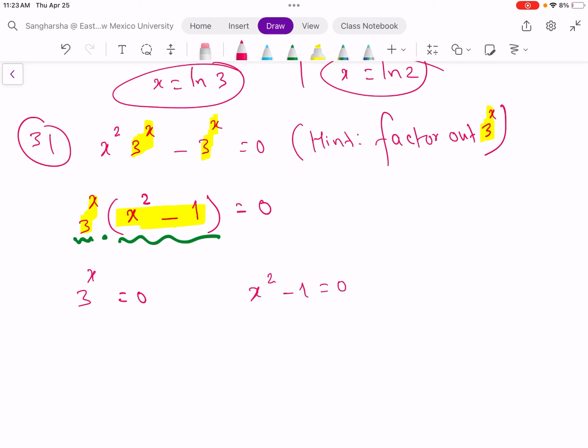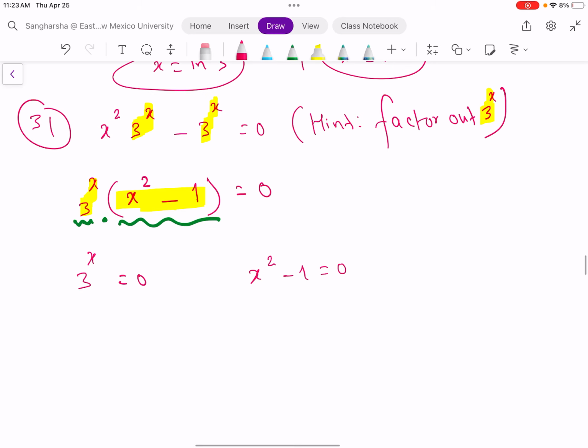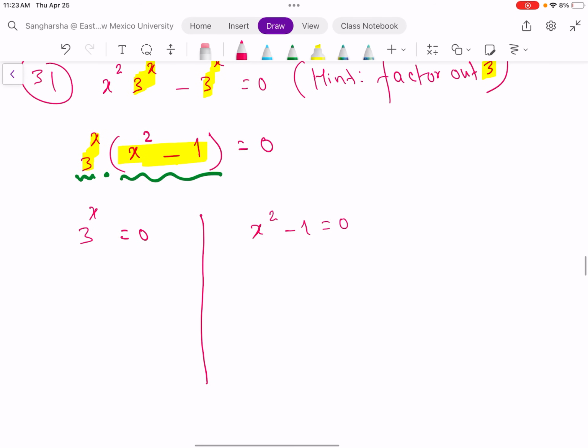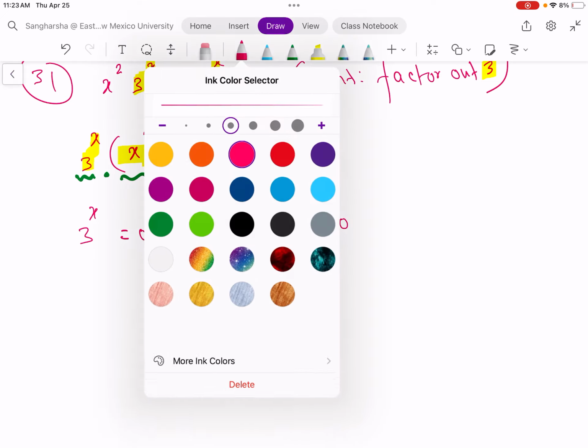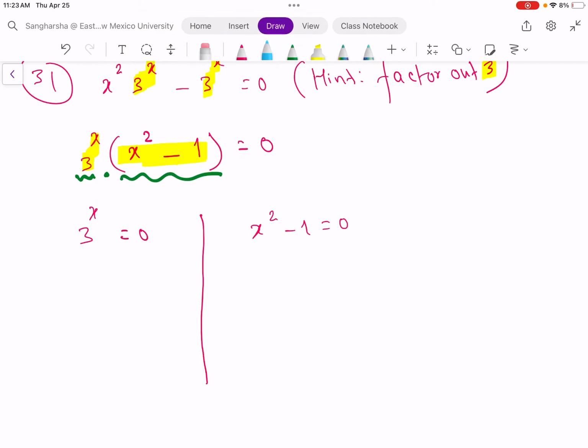Now the first equation, what kind of equation is this? What do we call this equation? Exponential equation, right? The very first method is to try to make the same base on both sides. Is there any way we could make the same base on both sides? No, right? If that is not possible, we apply log on both sides. You can choose natural log or common log. Log of 3 to the power x equals log of 0.